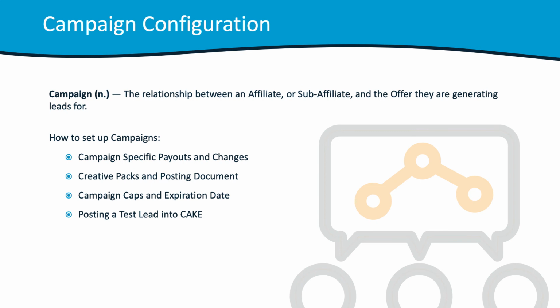So the things that we're going to be going over in the live demo are how to create the campaign between the affiliate and the offer that we've already created. We'll go over how to do specific payout changes for that particular affiliate. We'll show you how to generate a creative pack in case you have creative assets that you want to give to your affiliate, but more importantly, how to generate those posting documents that include the campaign ID and the campaign key, which are the two necessary pieces of information that the affiliate will require before posting leads in. We'll talk about campaign cap.